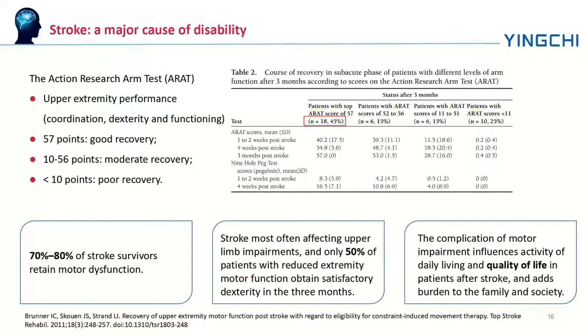And stroke is also a major cause of disability. 70% to 80% of stroke survivors retain motor dysfunction, and stroke most often affects the upper limb. Only 50% of patients, as you can see in this study, who showed reduced extremity motor function obtain satisfactory recovery in 3 months. And the complication of motor impairment influences activities of daily living and the quality of life in patients after stroke, and is a burden to the family and society.